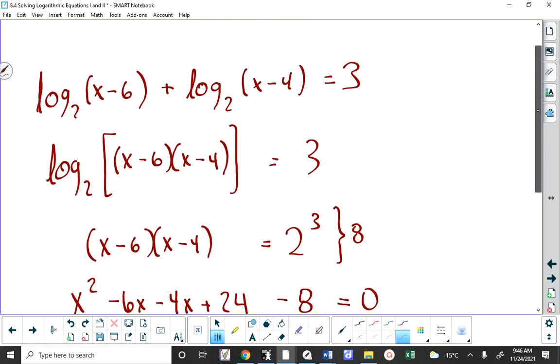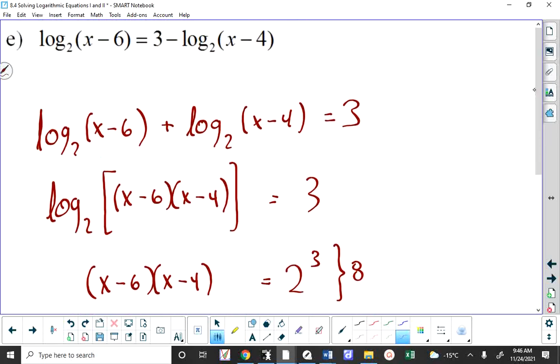Take a quick look up here. If x is 8, 8 minus 6 is a positive number. 8 minus 4 is a positive number.